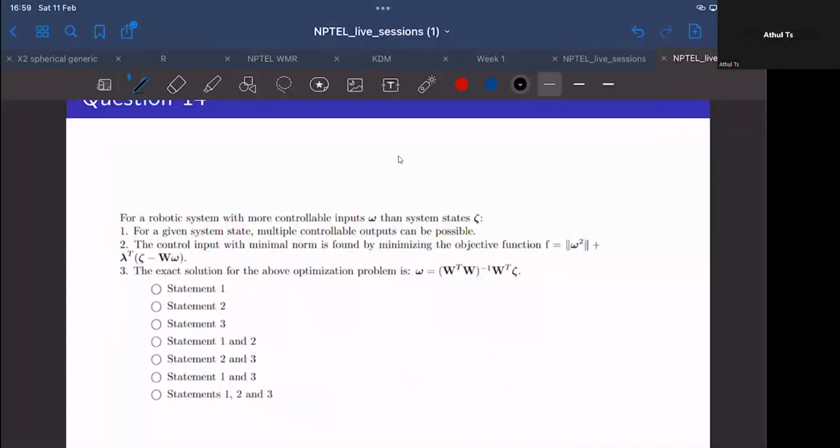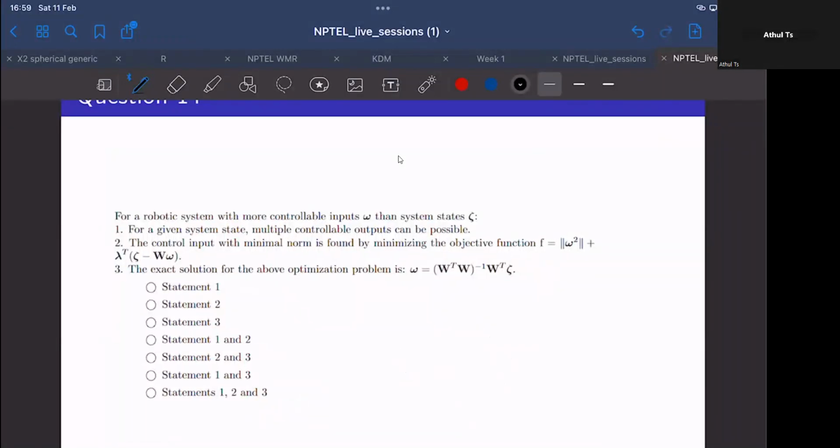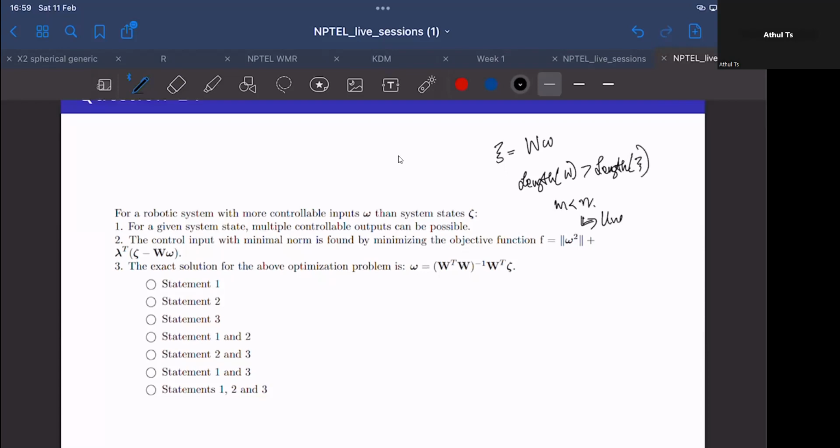And a similar question, but in the opposite sense: a robotic system with more controllable inputs than the system states. So again, we have zeta equal to W times omega. More controllable inputs means the length of omega would be greater than the length of zeta, as in the case of a four wheel drive mechanism. So in this case, M would be less than N, the number of equations is less than the number of unknowns. So this is an underdetermined system.